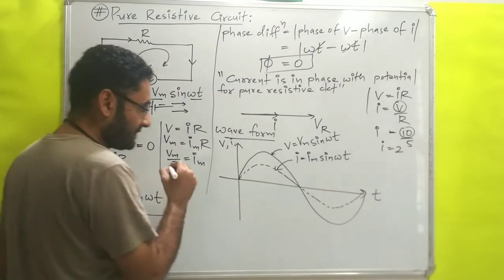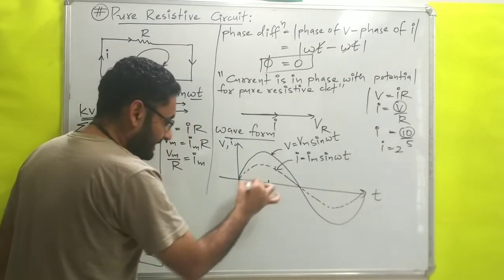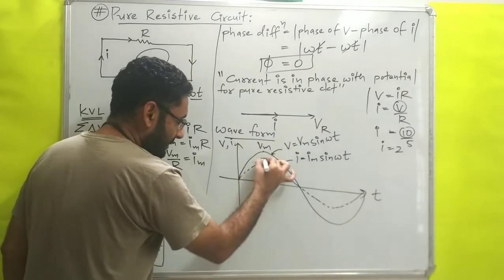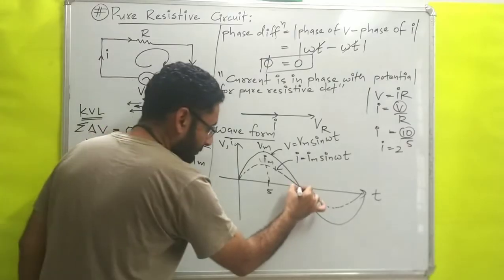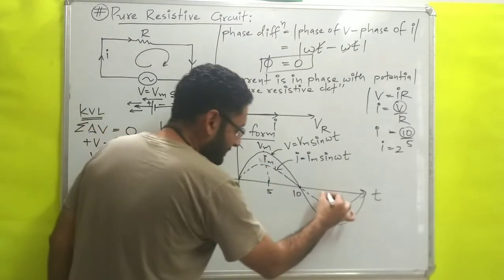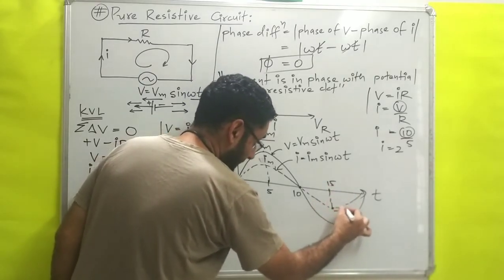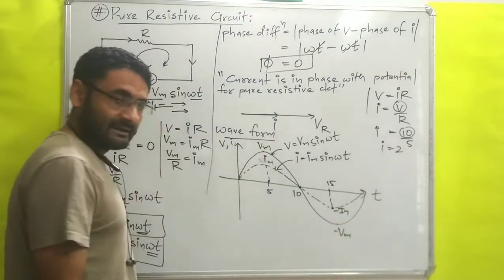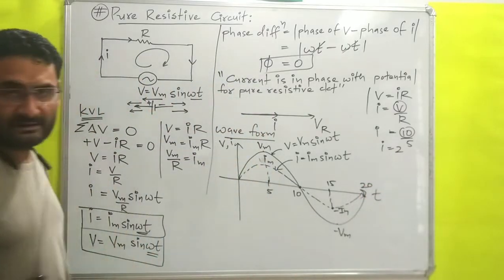Now over here you can see, suppose t equals 5 seconds. At t equals 5 seconds, you can see the voltage has its maximum value and the current also has its maximum value. Similarly, suppose t equals 10 seconds: voltage and current both have zero value. Suppose at 15 seconds, voltage and current have negative, or minimum, values, that is minus Im and minus Vm. And suppose at t equals 20 seconds, both have zero values.